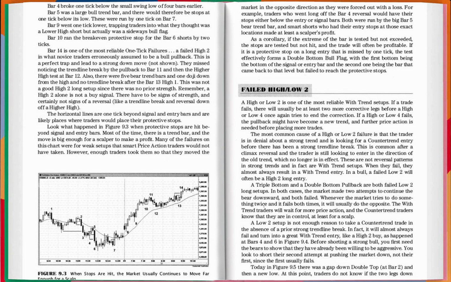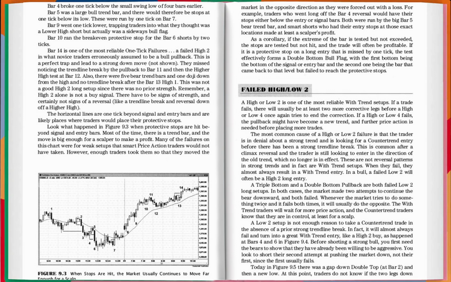The most common cause of a high or low 2 failure is that the trader is in denial about a strong trend and is looking for a countertrend entry before there has been a strong trendline break. This is common after a climax reversal, and the trader is still looking to enter in the direction of the old trend, which no longer is in effect. These are not reversal patterns in strong trends and in fact are with-trend setups. When they fail, they almost always result in a with-trend entry.